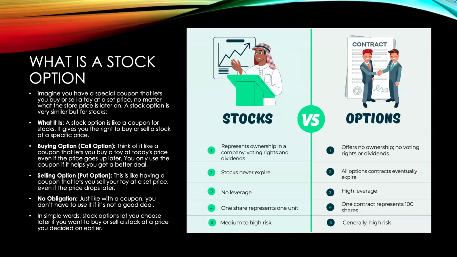It's like a contract. Okay, when you do a stock option, you don't buy. It's not buying. You have no ownership of that stock. You're buying a contract. Okay, so buying a call option, think of it like a coupon that lets you buy a toy at today's store price, and if the price goes up later, you can use the coupon to help you get the better deal.